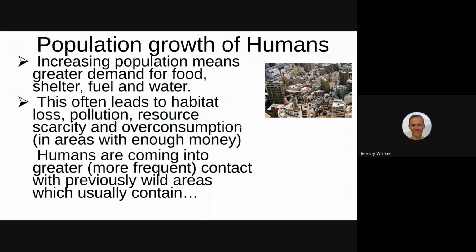The first P in HIPPO stands for population growth of humans. Our numbers are just increasing every single day, so there's always more people in the world. If there's more people, that means there's more mouths to feed, more shelter needed, more fuel, whether that's for a car or for stoves, and then more water. If we need more food, shelter, fuel, and water, then somewhere in the world we're chopping habitat down to get more of those things, or we're creating more pollution as well.